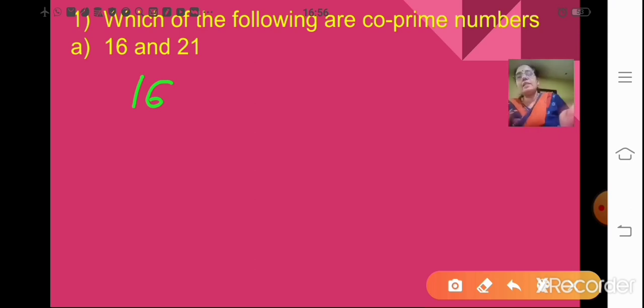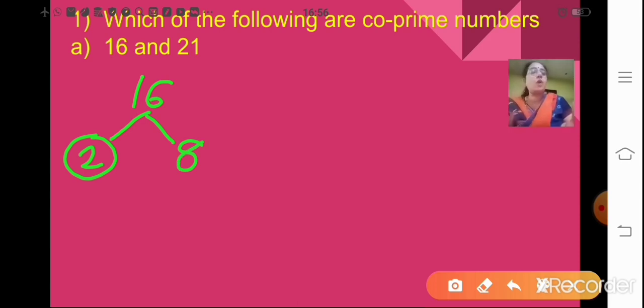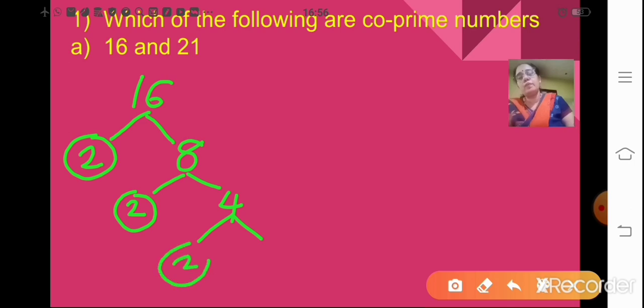Okay, this 16, if I start with the prime number 2, 2 is a prime number. 2 how many times is 16? 8. Okay, 8 is a composite number. So again 8 is divisible by 2. 2 4s are 8. 4 is again a composite number. Then here it is 2 2s are 4. So 2 and 2 both are prime numbers.